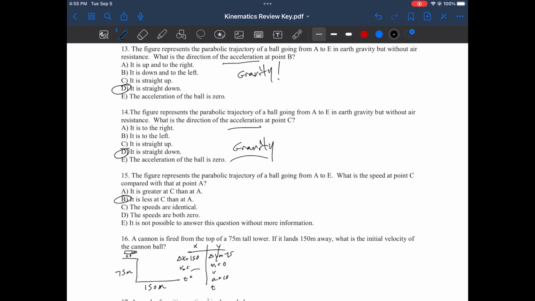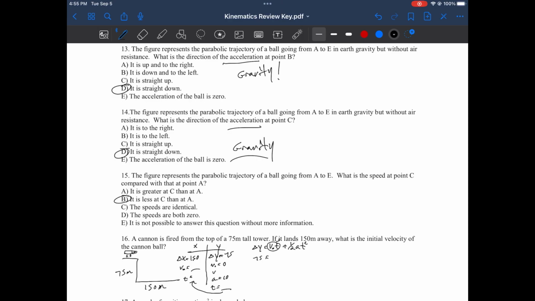And then time. In order to solve for Vx, we need time. So let's use the right side of this table to solve for time, and then we'll throw it over to the left side. Since we have everything except for final velocity, delta Y equals V naught T plus 1/2 AT squared is going to be our best equation. V naught T is 0 because V naught is 0. That leaves us with delta Y equals 1/2 AT squared.